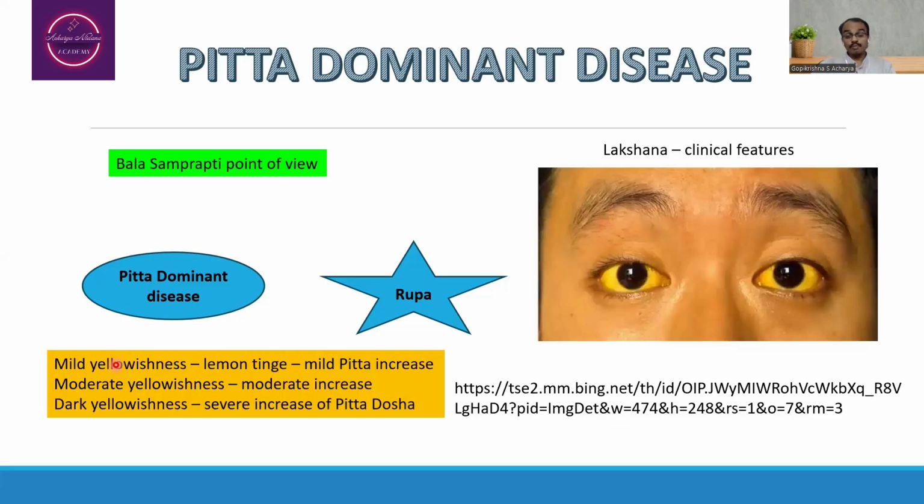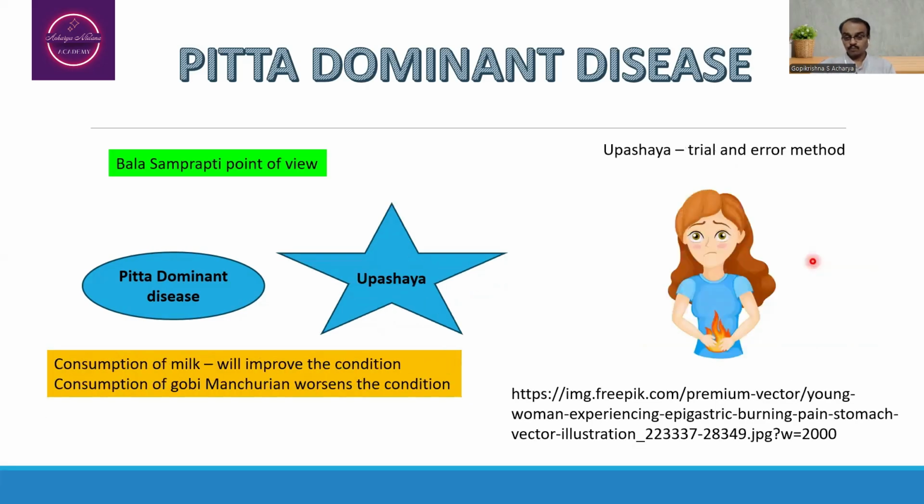As far as the Lakshana point of view, mild yellowishness, if it is of lemon yellow tinge, may be considered as a mild increase of the Pitta dosha. If the person is having moderate yellowishness, that will be indicative of a moderate increase of Pitta dosha. If the person is having dark yellowish discoloration of the sclera, as specifically seen in this image, that is indicative of a severe abnormal increase of the Pitta dosha in the body.